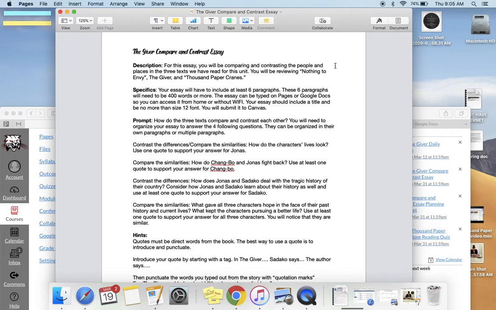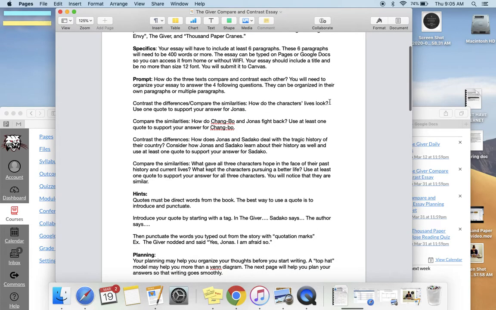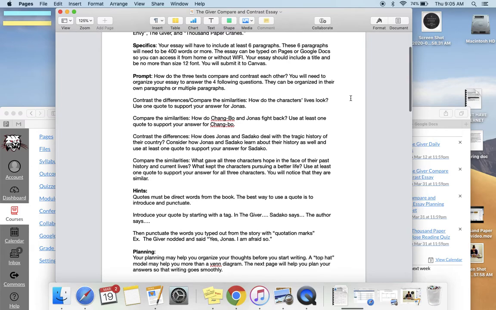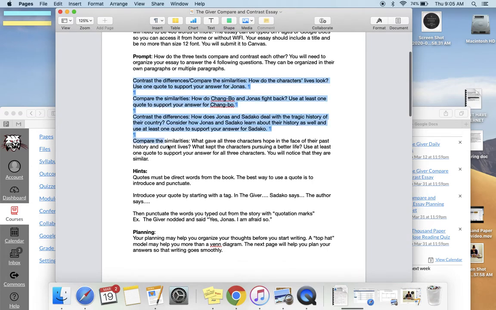So now, what are you even writing about? I've got questions for each paragraph. The prompt is just: how do the three texts compare and contrast each other? We'll need to organize our essay to answer the following questions. They can be organized in their own paragraphs or multiple paragraphs. I asked for 6 because even if you did one question per paragraph, you would still need an introductory paragraph and a closing paragraph. These are the 4 questions you'll be writing about, and they get kind of particular.